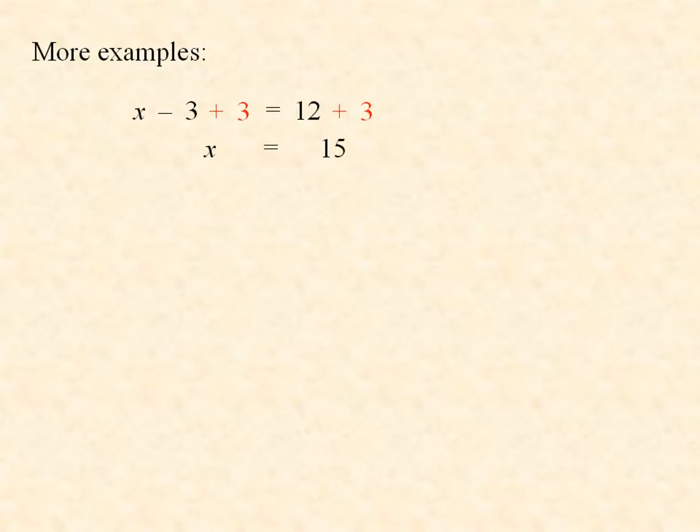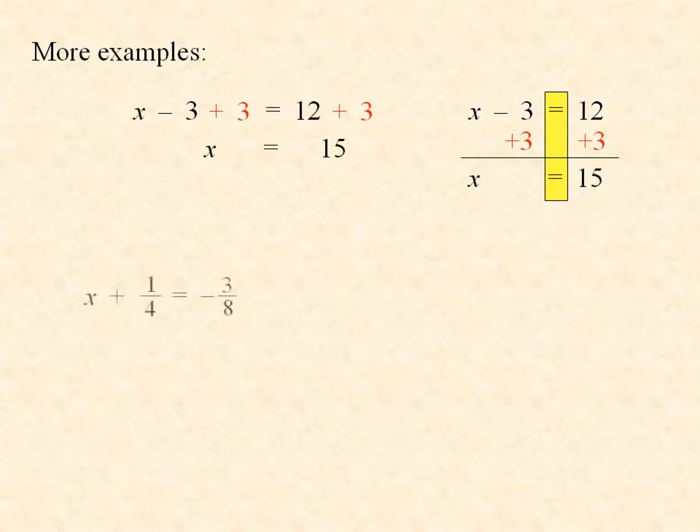Another way to do this is to add the 3 underneath both sides. So we identify the sides, we add 3 to the left, and we add 3 to the right. And that makes the left side x and the right side 15. So adding positive 3 cancels the negative 3.